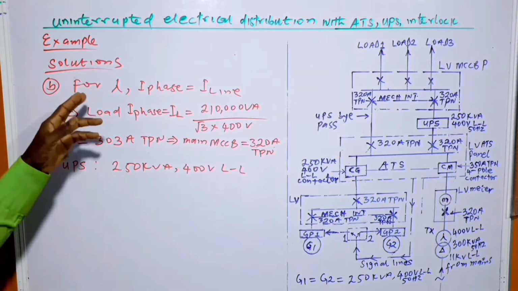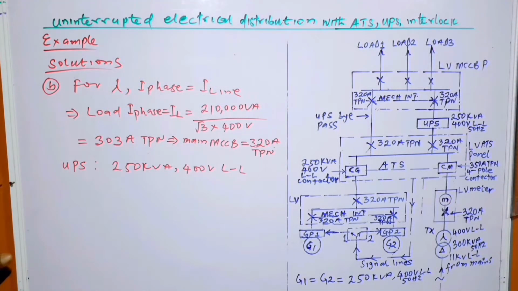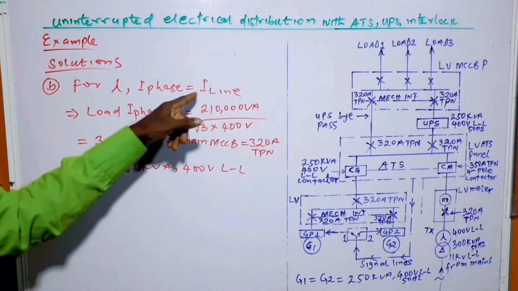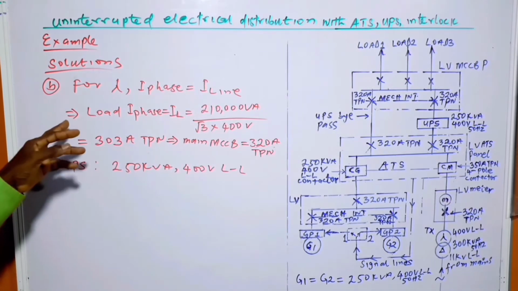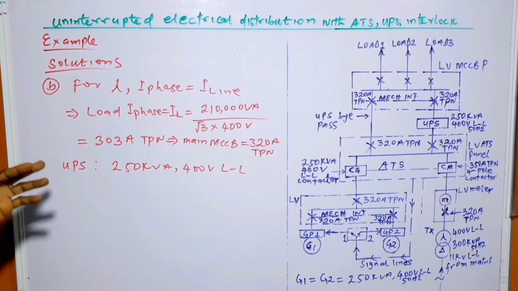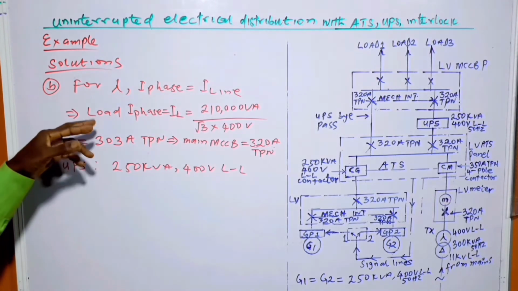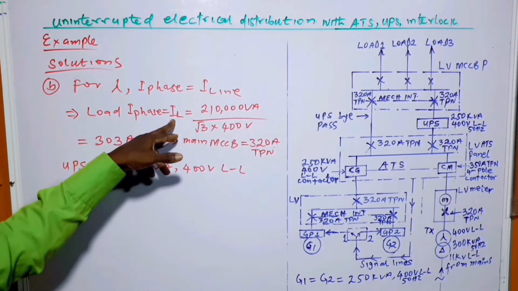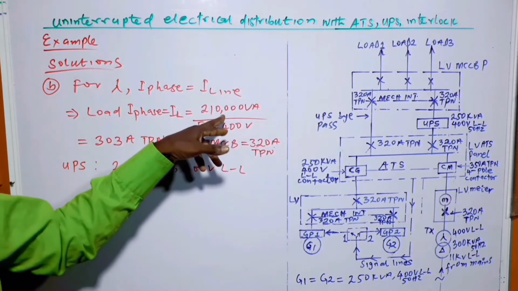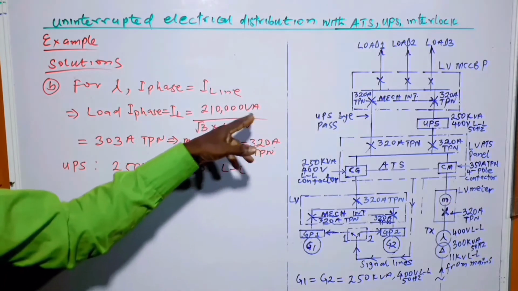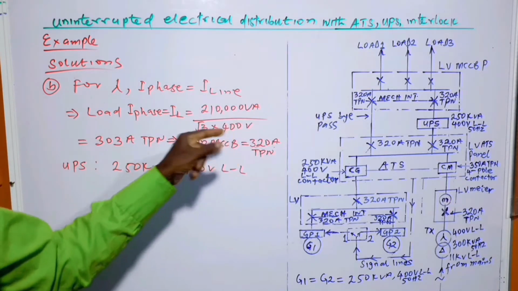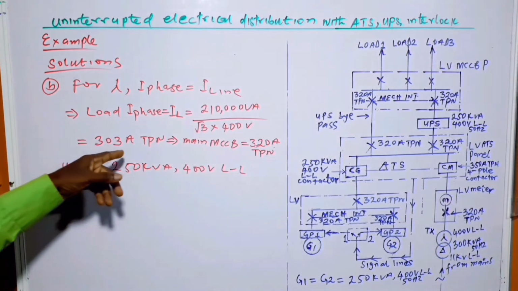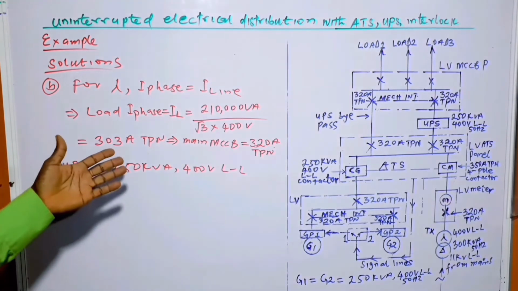Alright, now let's calculate the load current. For star connection, I phase is equal to I line, as I mentioned in one of my previous videos. So the load I phase is equal to the load I line, which is equal to 210,000 VA divided by root 3 times 400 volts, and that is equal to 303 amperes, triple phase with neutral.